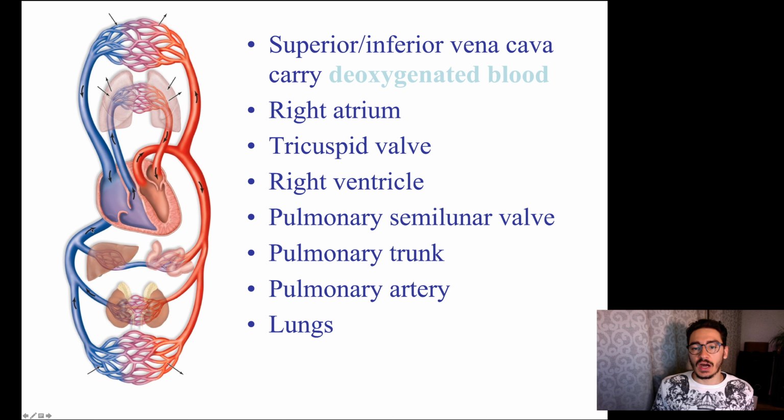First of all, the deoxygenated blood, right? Deoxygenated blood is going to come from the inferior and superior vena cava, from your brain and from all your organs, and go to the right atrium. From the right atrium, it goes through the open tricuspid valve. When the tricuspid valve closes, the right ventricle contracts and pushes the blood out through the pulmonary semilunar valve, and it goes to the pulmonary trunk.